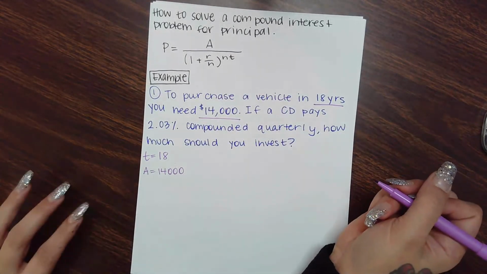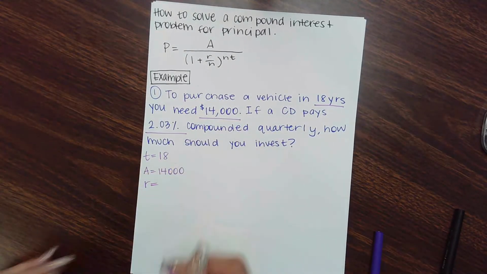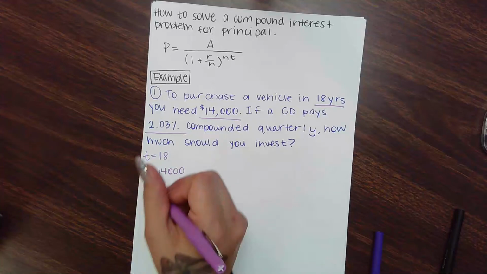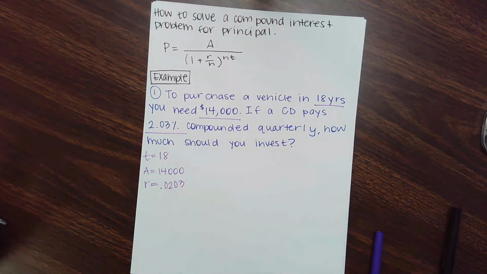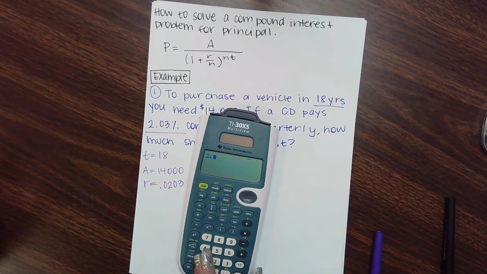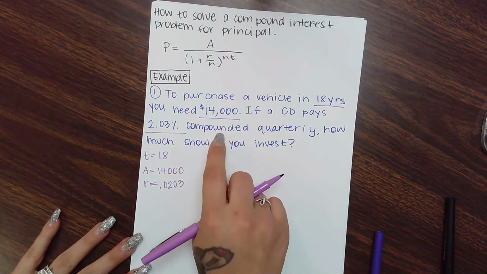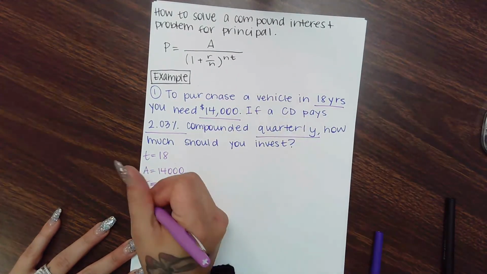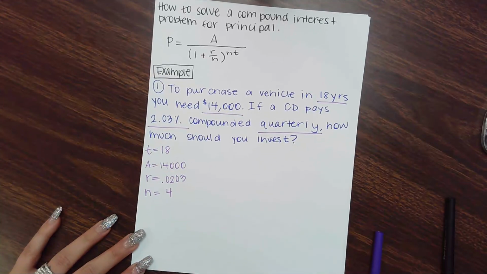If a CD pays 2.03%, that's my rate, but it's not 2.03. It's 0.0203. Get your calculator, clear it, 2.03, divide it by 100. Or move that decimal yourself physically 2 times to the left. Compounded, that's my N, it says quarterly, which is 4.